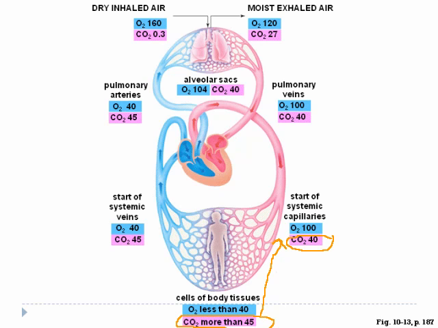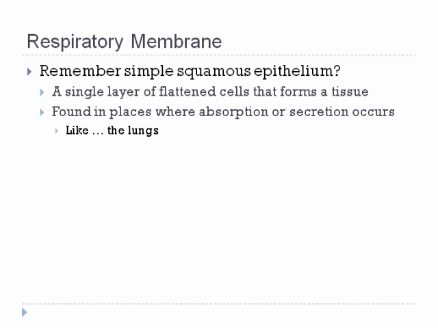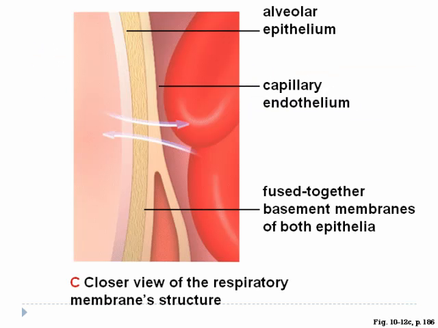So this is the actual driving force for gases to move into and out of the capillaries. If you remember that it's just down their partial pressure gradient, then that'll help to make sense. And then it's going to be across this very small area, what we call the respiratory membrane, which is basically two cell membranes and a basement membrane thick.